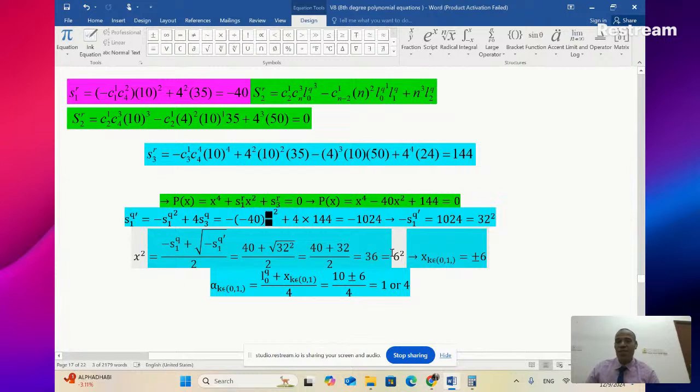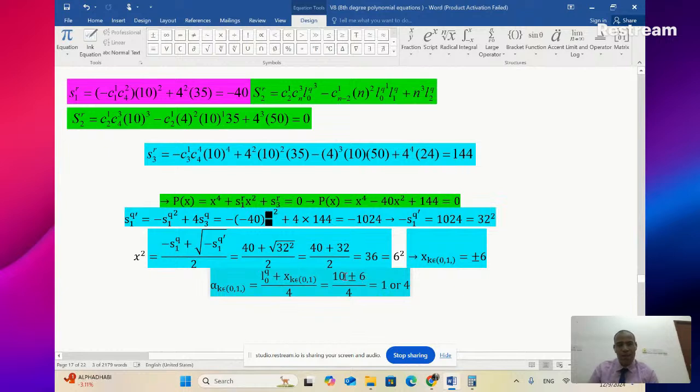36, in fact, is the square of 6. Therefore, if x squared equals 36, or 6 squared, it means x subscript k from 0 to 1 is plus negative 6. Now I'm going to make alpha, the root is alpha k from 0 to 1. I will write L0 for the q, which is equal to 10, plus x subscript k from 0 to 1, will be 10 plus negative 6 divided by 4. 10 minus 6 is 4. Divide by 4, this is the first one.